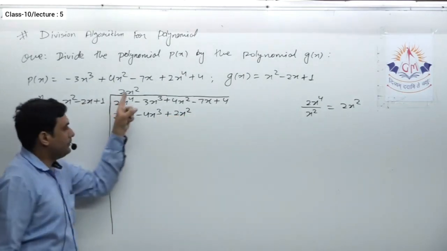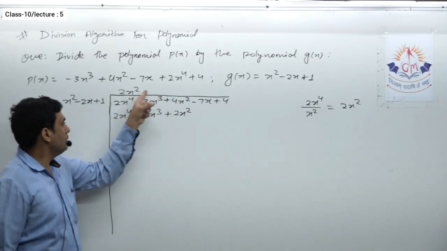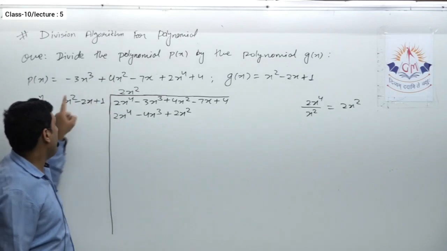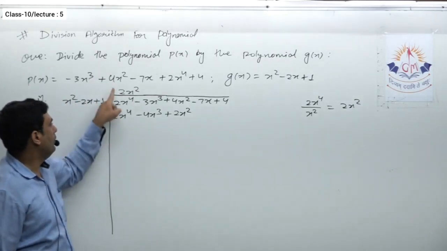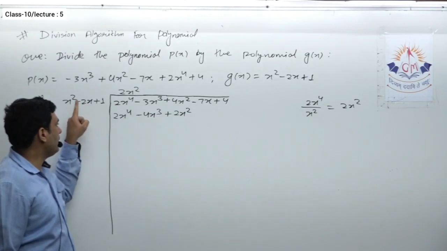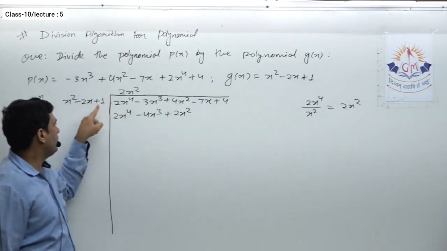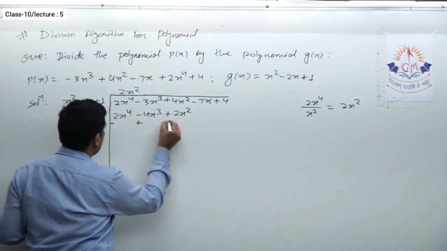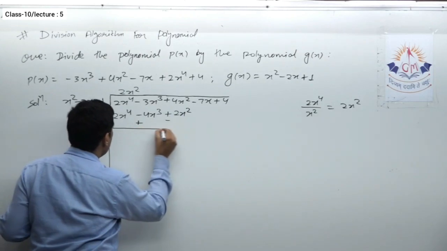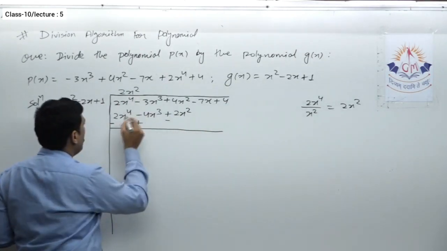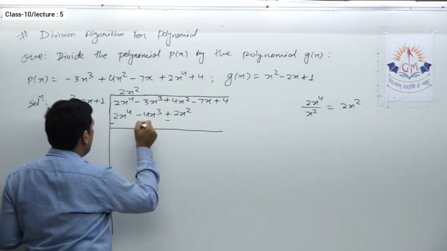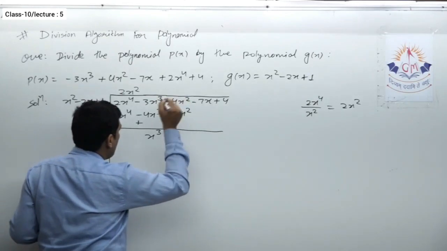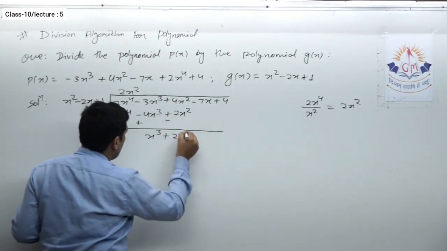As I told you, after obtaining the first term of the quotient polynomial, you have to multiply that throughout the divisor polynomial. So 2x square into x square, 2x raised to 4. 2x square multiplied by minus 2x, minus 4x cube. Then 2x square into 1 is 2x square. Now over here I will subtract. So here minus sign, plus sign, and minus sign. So this will cancel out. Minus 3x cube plus 4x cube gives you just x cube. 4x square minus 2x square is 2x square.